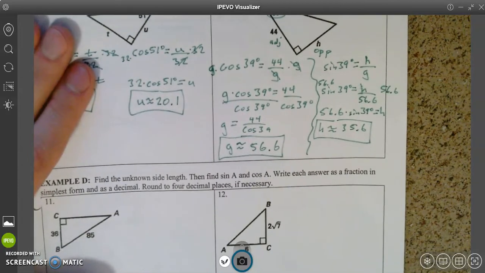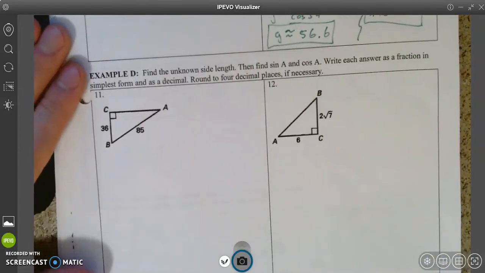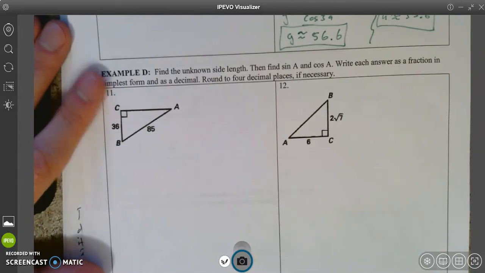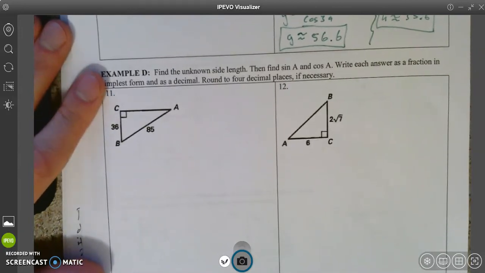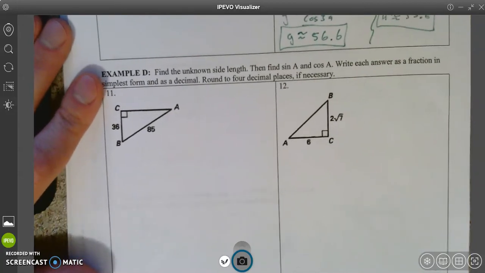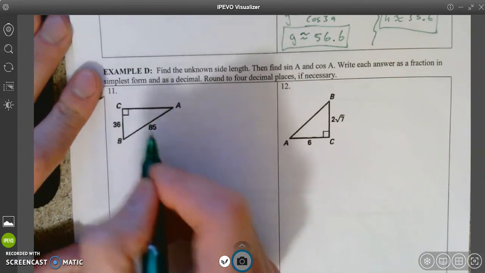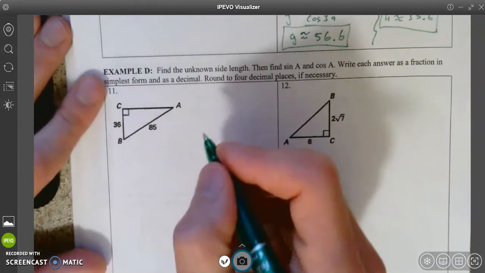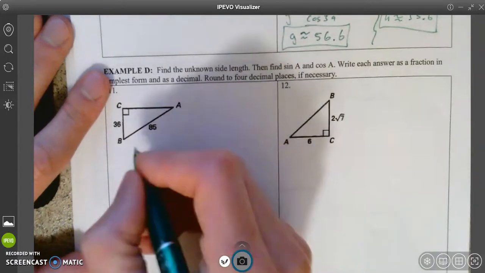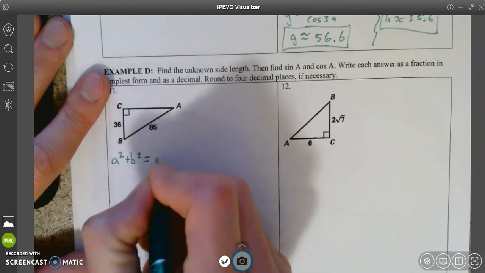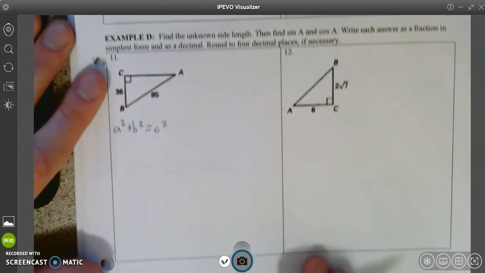Example D, find the unknown side length and then find sine of A and cosine of A. Write each as a fraction in simplest form and as a decimal, and then round to 4 decimal places if necessary. So to find the unknown side length, we can use the Pythagorean theorem because we have a squared plus b squared equals c squared. So if I do that part first, a squared plus b squared equals c squared.